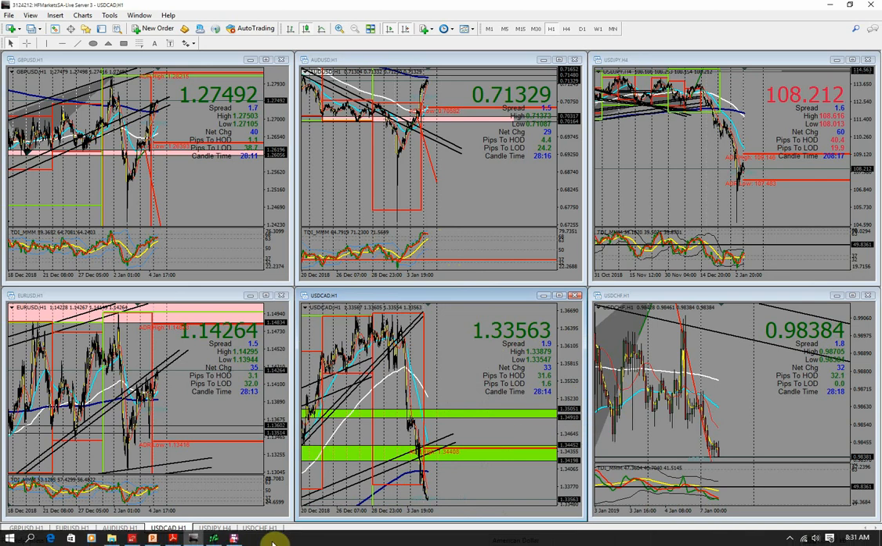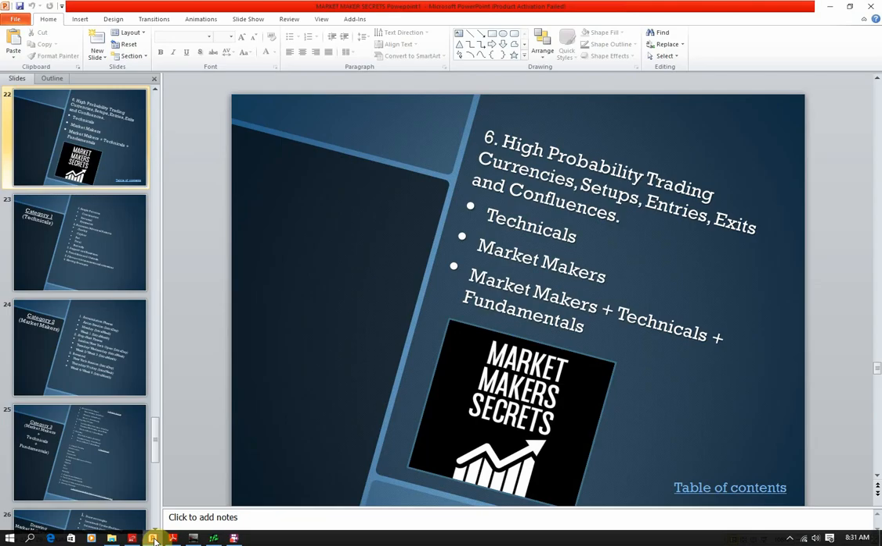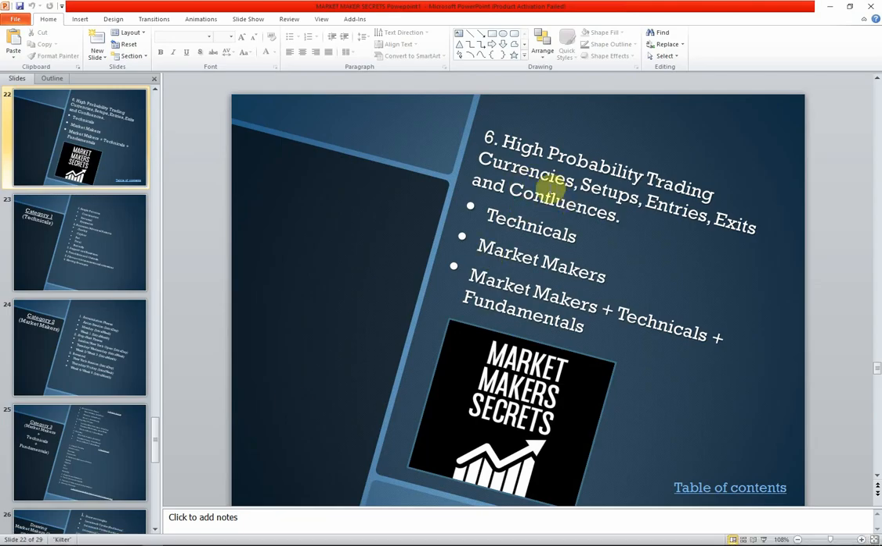So let me just go back to your slides. In terms of currencies, the dollar is the most consistent currency across the board. The setups I've shown you: technical confluences, market makers confluences, and market makers technicals and fundamental confluences. But I'm still going to get into fundamentals right now. And then the entries, I've shown you high value entries and exits. When you exit, you want to exit at an area that is a high value area as well.